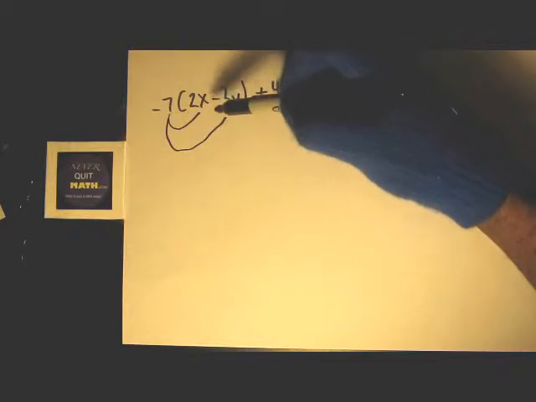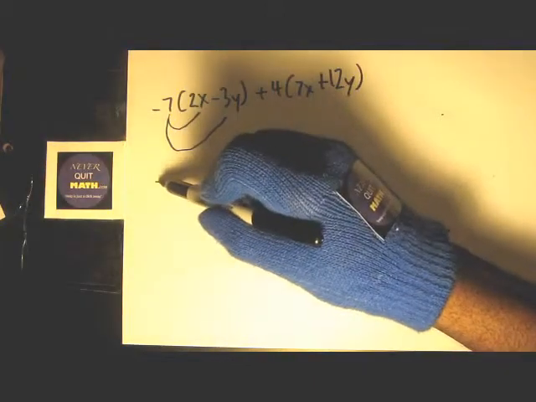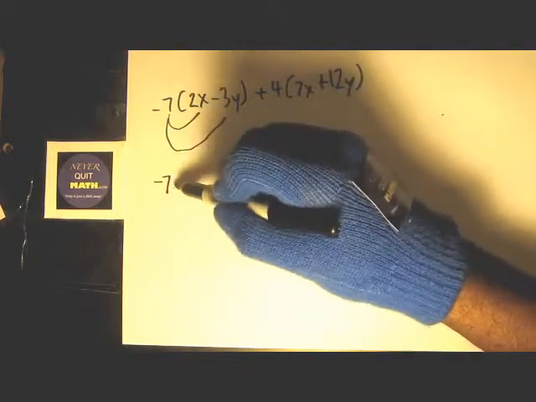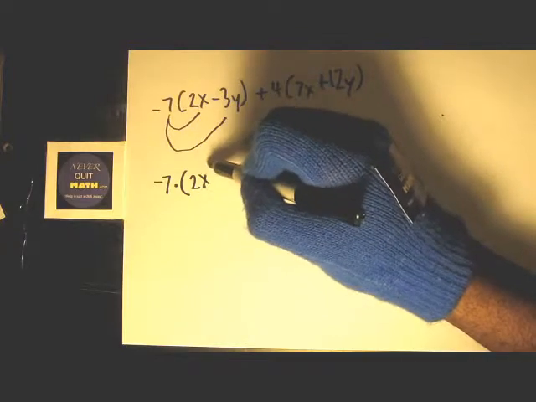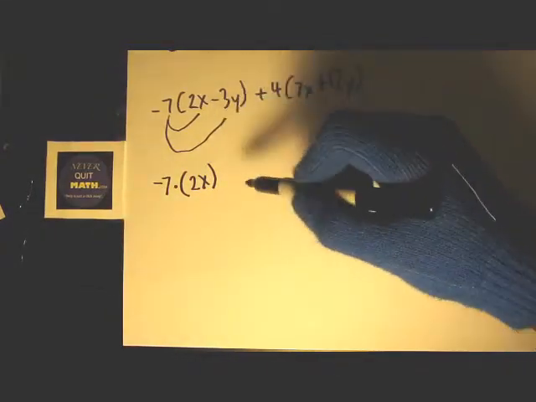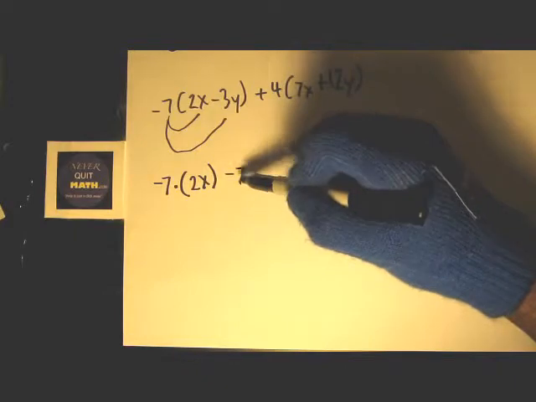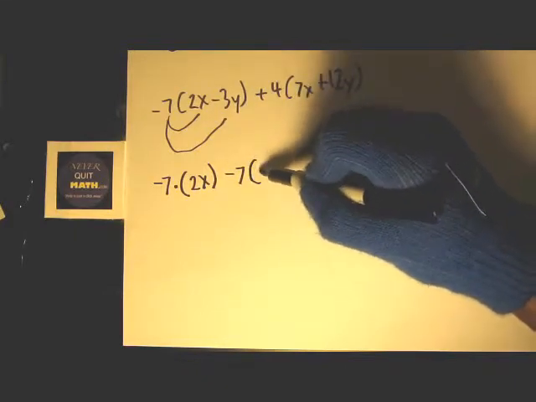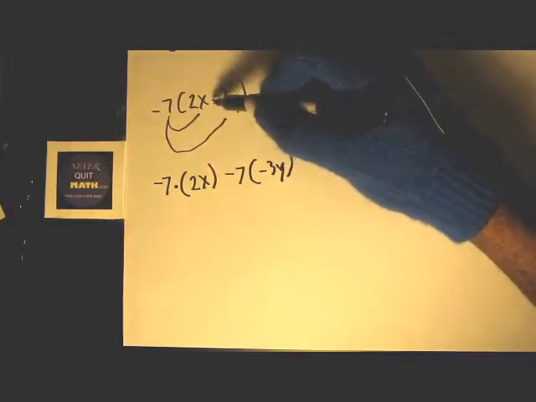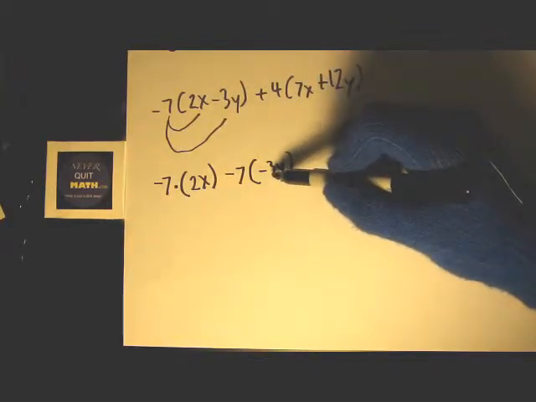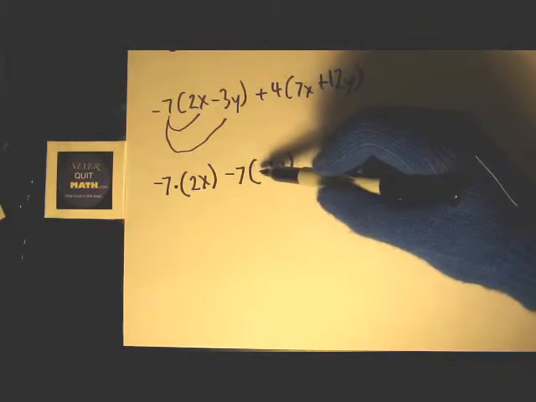What does that mean? We're going to distribute the negative 7 here, and we're going to distribute the negative 7 here. How do you distribute? Always with multiplication, okay? So we do negative 7 multiplied by, and then look at this, I put a parentheses, 2x. Got it? Then we do negative 7 multiplied by negative 3y. Notice I pulled the subtraction sign down and made it a negative 3y here. It's going to be very important, and you're going to see why later.